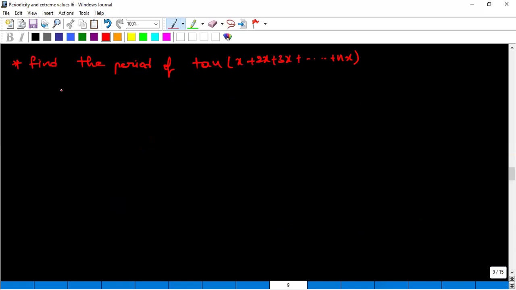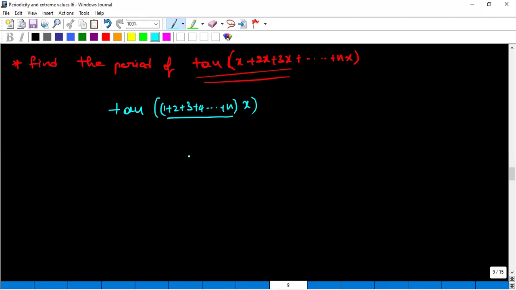Let us see one more question. Find the period of this particular thing: tan of x plus 2x plus 3x and so on up to nx. Focus. Tan of this I can rewrite as 1 plus 2 plus 3 plus 4 and so on up to n, into x. From all terms I took out the x common. This is nothing but the sum of n terms formula, which we learned in our grade 10 arithmetic progression. Tan of n into n plus 1 divided by 2, into x.